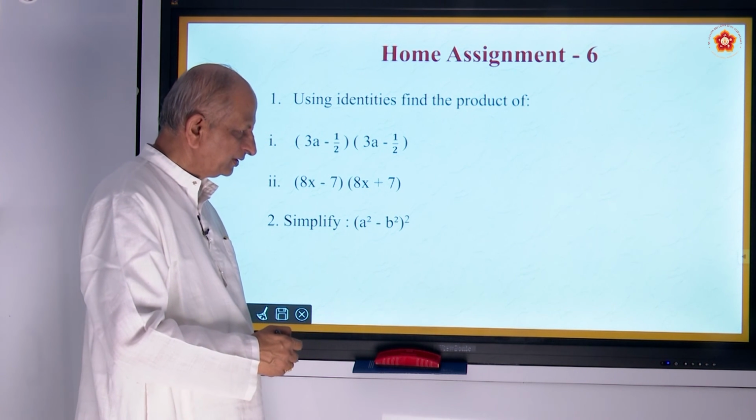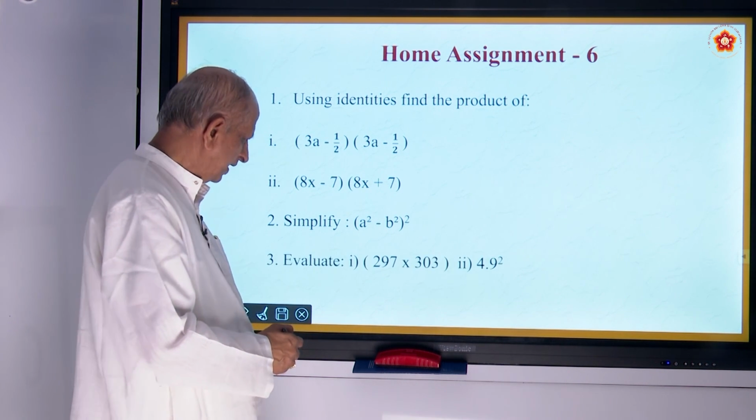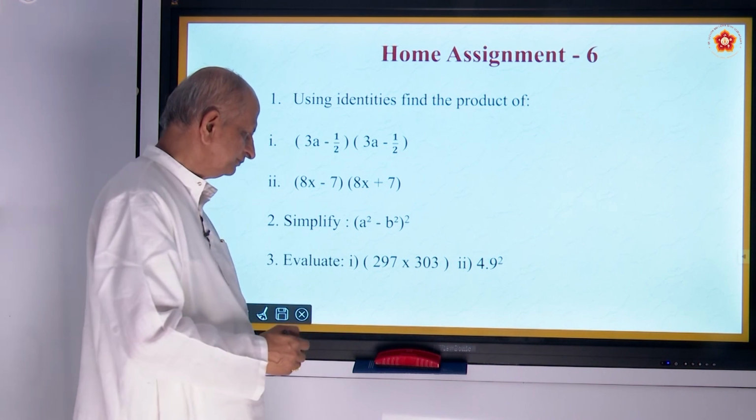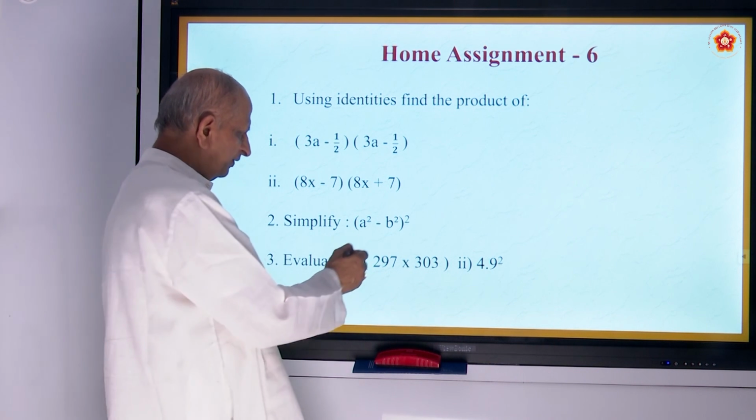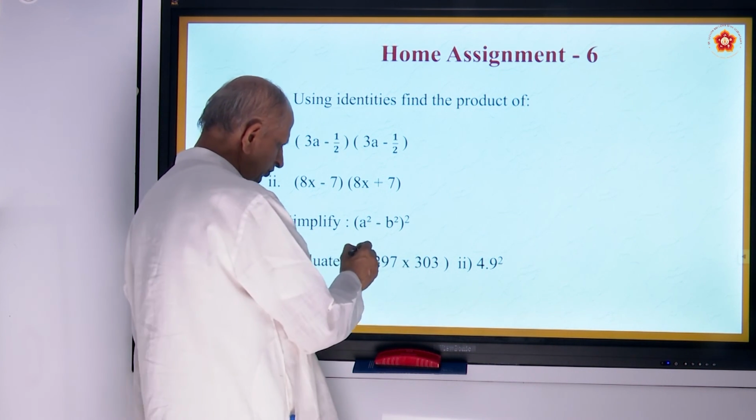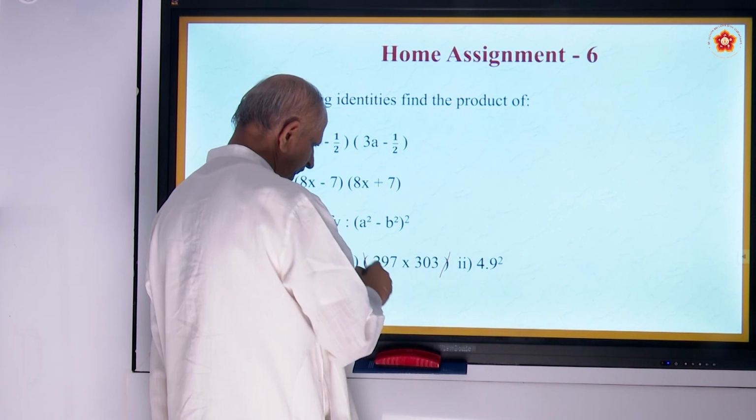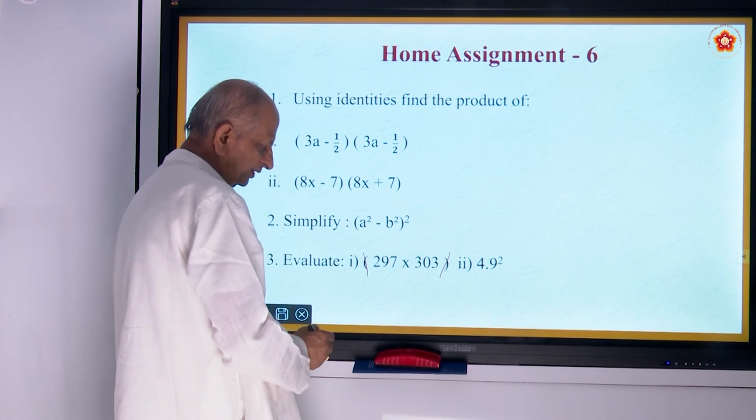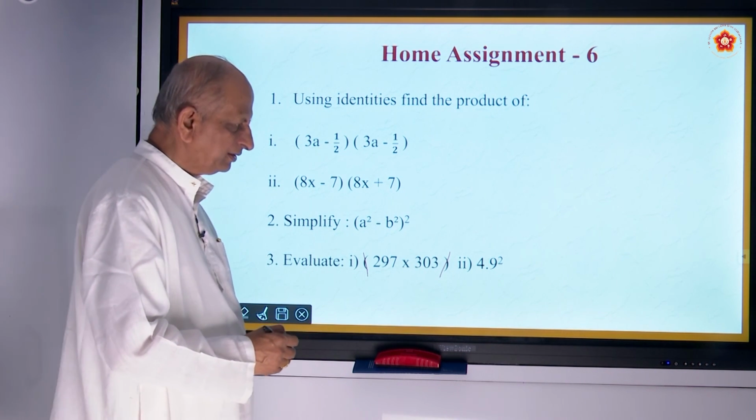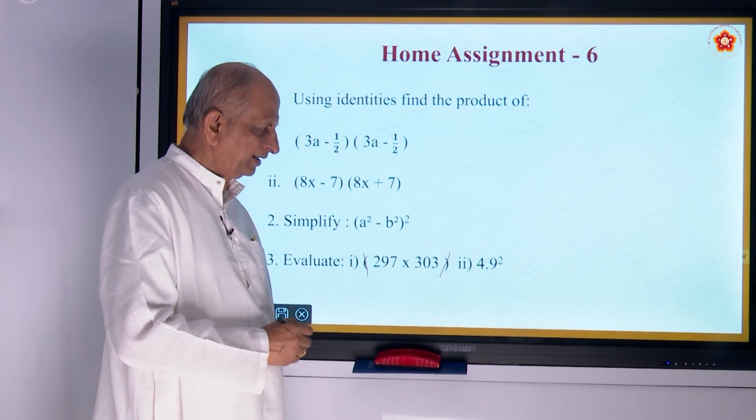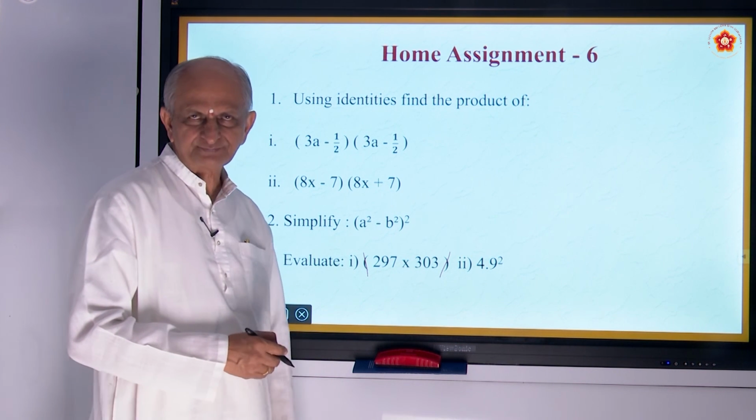Okay. And last question, evaluate 397 into 303. No need of bracket here. Directly you can do it. Second one is 4.9 square. So make it simple factors.